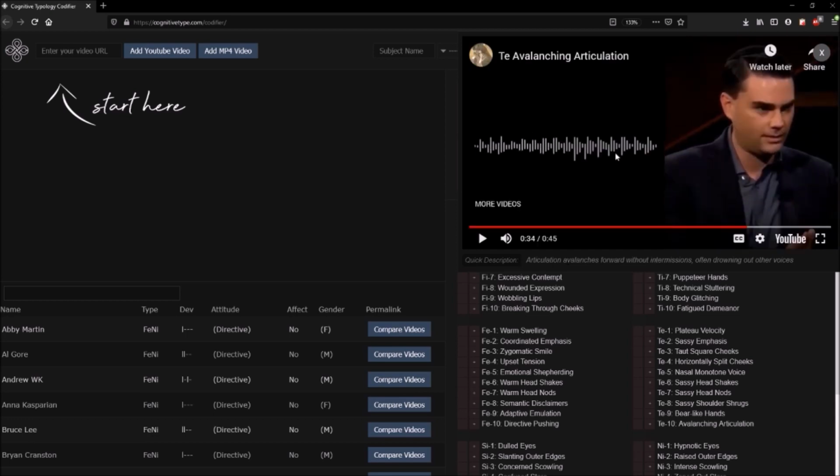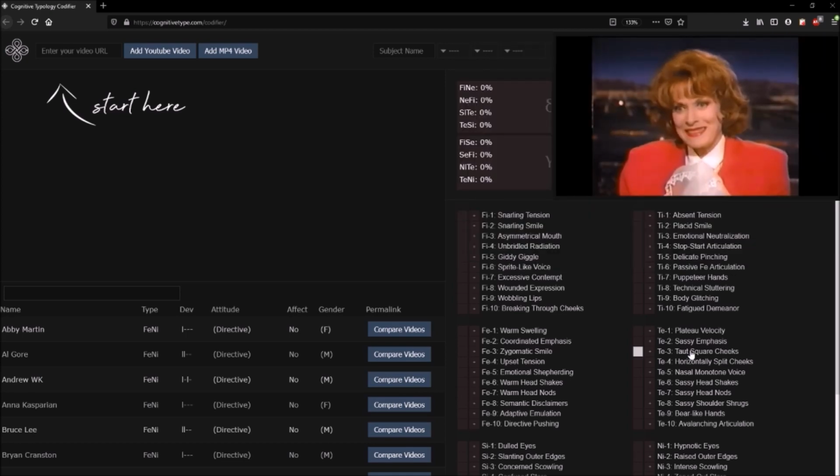Now, this articulation style can be very effective when debating. And indeed, many TE users are very good at debating, whether it is in law or in politics, because of the way that they can just avalanche forward with their speech without giving other people as many entry points for interjecting. Alright, and that summarizes the TE signals.